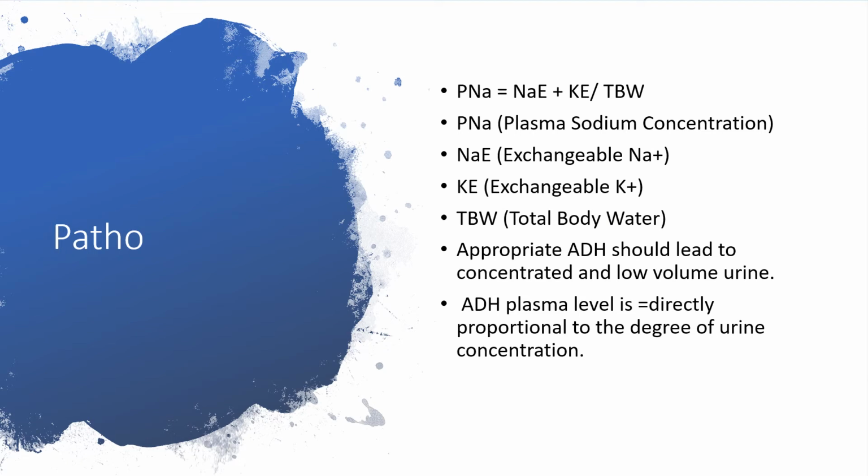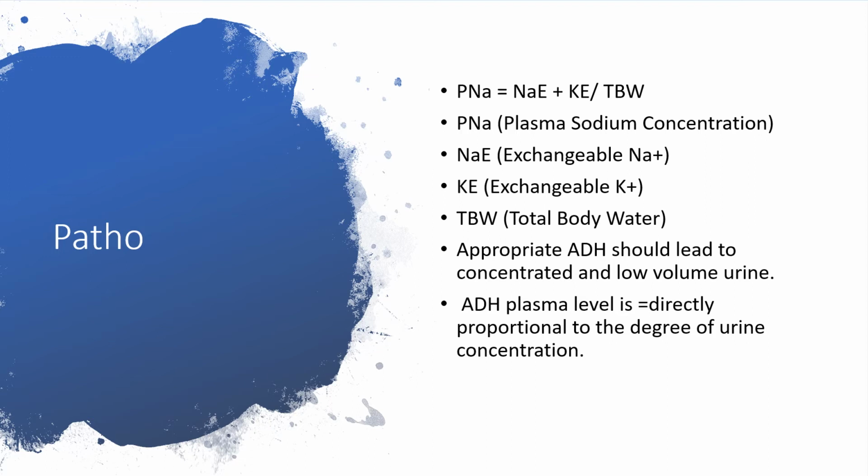The pathophysiology. Plasma sodium concentration is expected to be a factor of exchangeable sodium plus exchangeable potassium divided by total body water. So you have a clue now that the plasma sodium concentration will be how much of the sodium that could be exchanged and how much of the potassium that could be exchanged, and you divide the addition of both by the value of total body water.